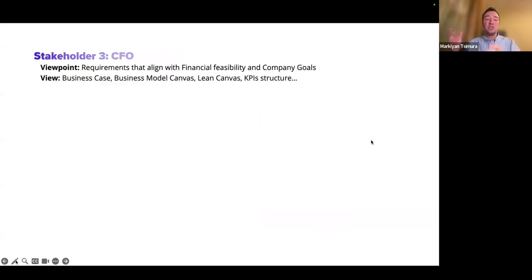And for the chief financial officer, that might be the toughest stakeholder because usually you work with a financial statement, and that is usually the approver and sponsor of your solution.